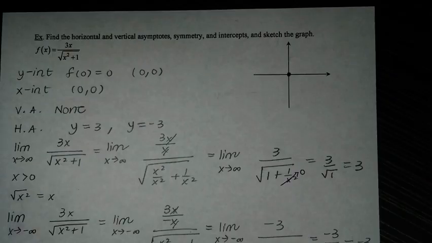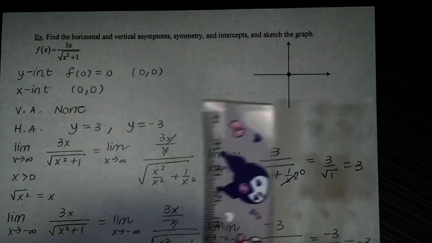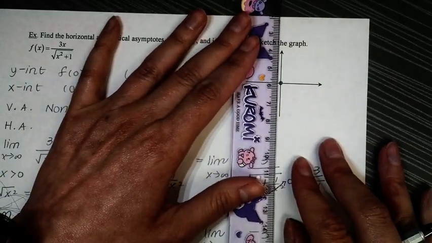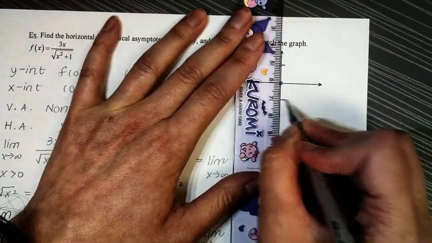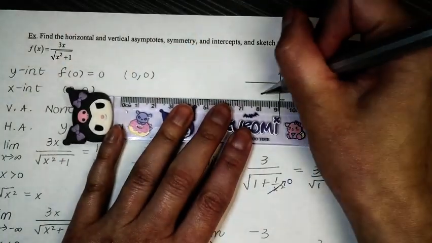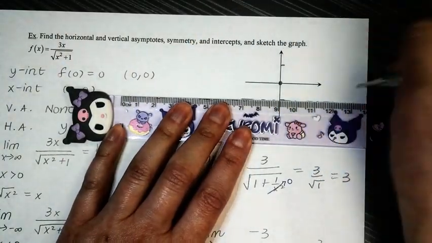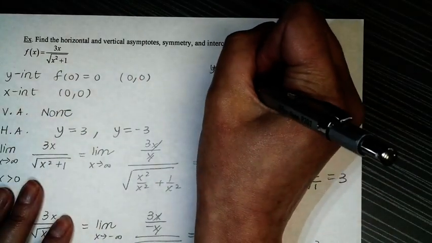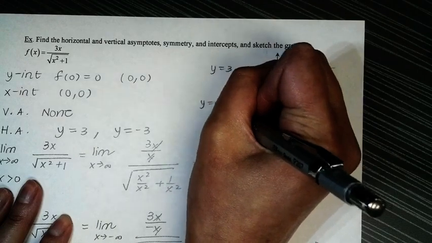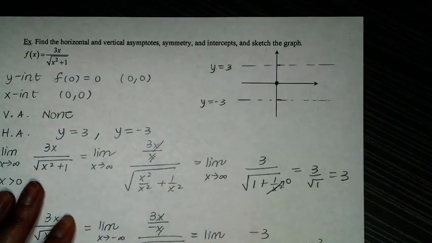So let's graph what we have. We have the horizontal asymptotes, so let's draw them. I'm going to draw my horizontal asymptotes. One is here and the other one is here. This is going to be your y equals negative 3, and this is going to be your y equals 3. So let's draw them: y equals 3, y equals negative 3. Okay, so this is what we have so far.